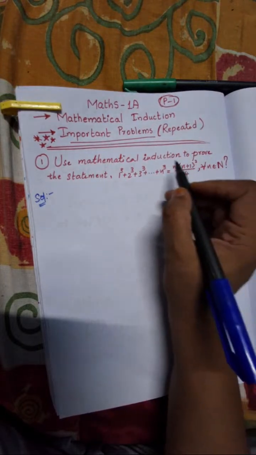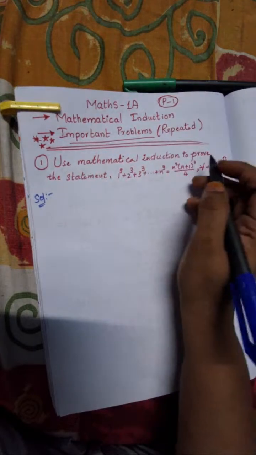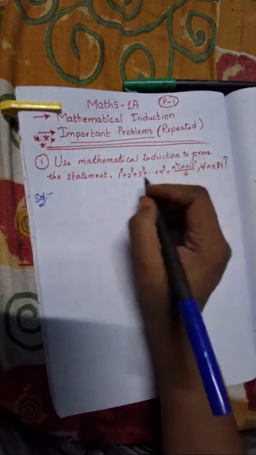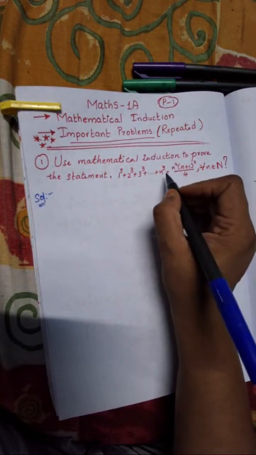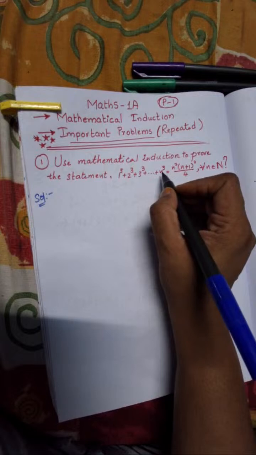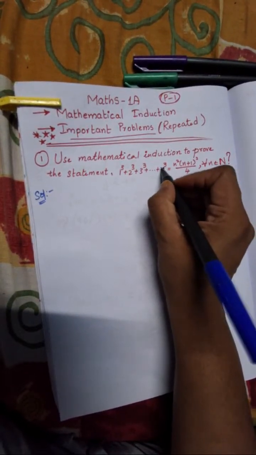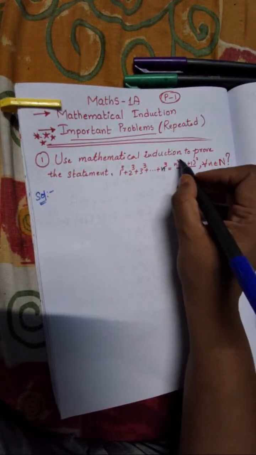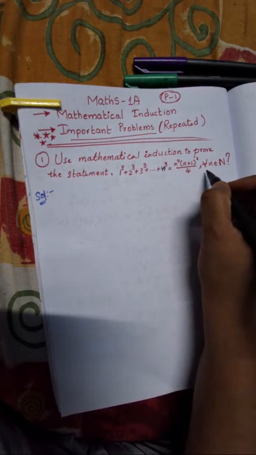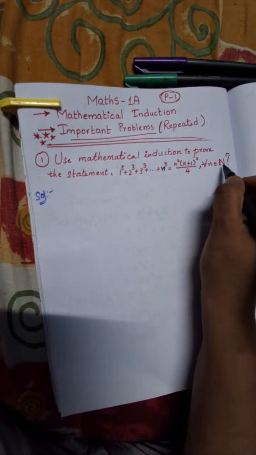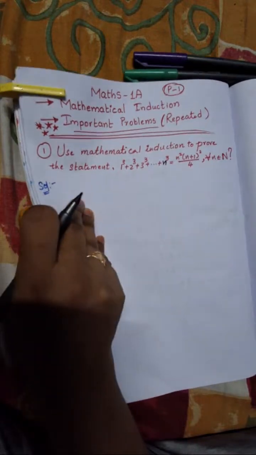Use mathematical induction to prove the statement: 1 cube plus 2 cube plus 3 cube and so on up to n cube is equal to n square into (n plus 1) whole square by 4, for every n belongs to N, the natural numbers. Okay children, so let us solve this problem.